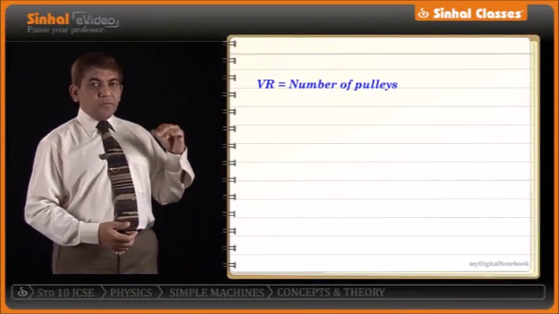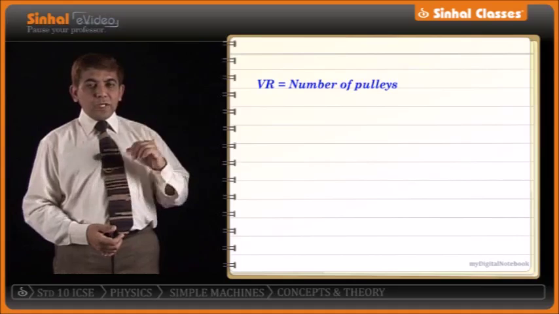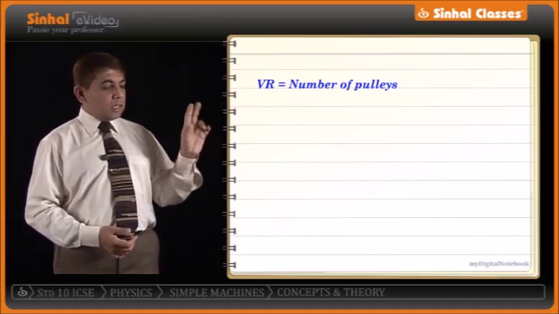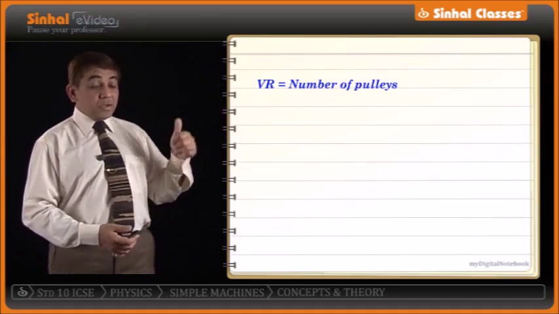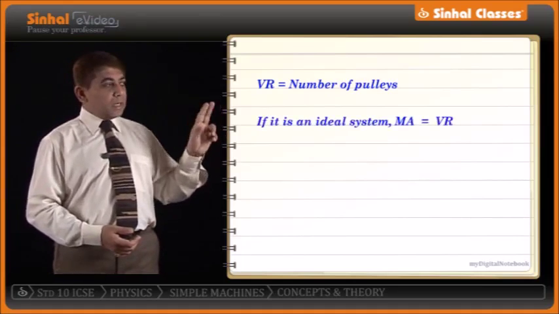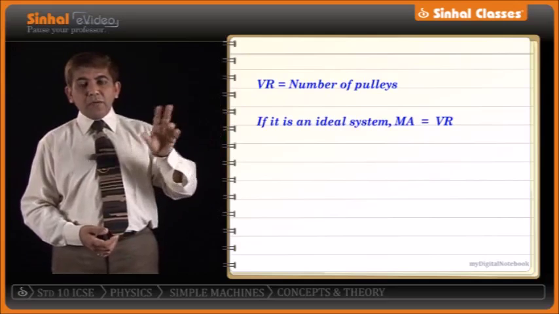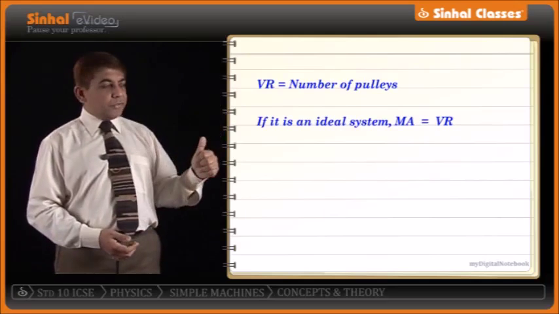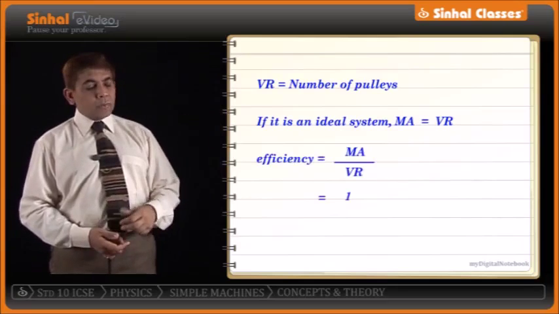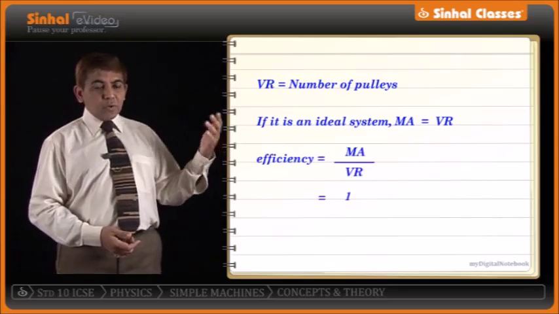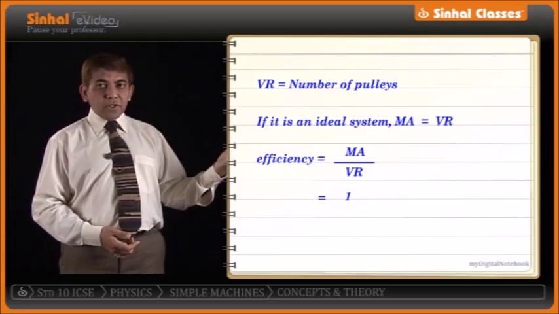So irrespective of whether it is 6 pulleys or 4 pulleys or 3 pulleys, we always say velocity ratio equals number of pulleys. If it is an ideal system, then mechanical advantage also will be equal to velocity ratio, as efficiency is MA upon VR, that will be equal to 1. But it's not the case always. We know that we are considering a practical machine.